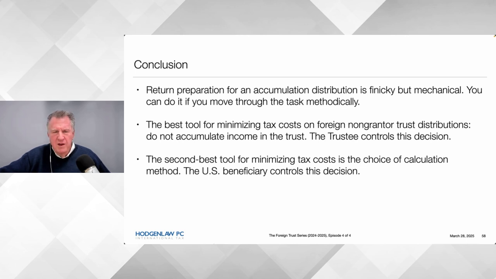calculation method. The second best way to do this is by choosing the calculation method. And again, the beneficiary ultimately controls this choice, but unfortunately, the beneficiary's choice may be limited if the trustee never issues a timely foreign non-grantor trust beneficiary statement, because once the beneficiary has filed a tax return using the default method, it's game over until the end of the trust. So that's no fun at all. So even though I say the beneficiary has some control over that, not really. You're sort of stuck with whatever the trustee does.